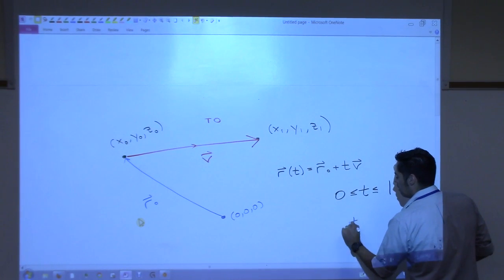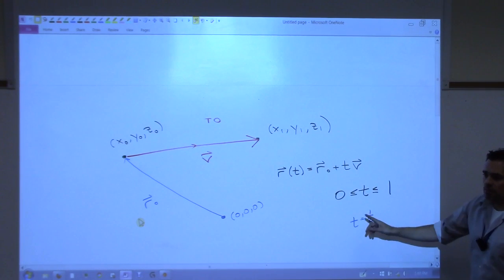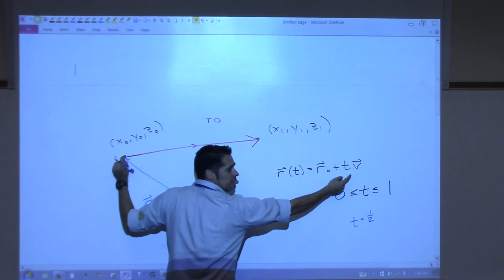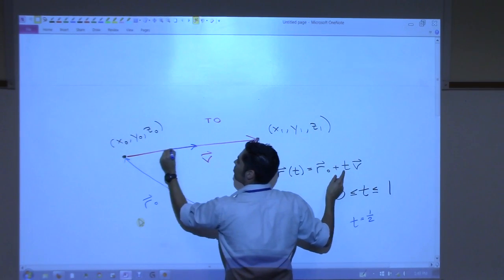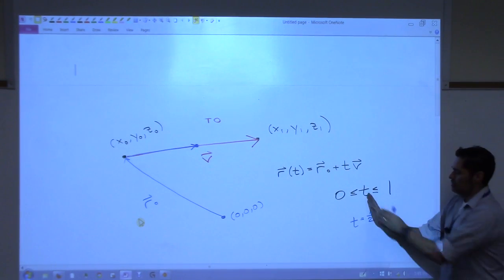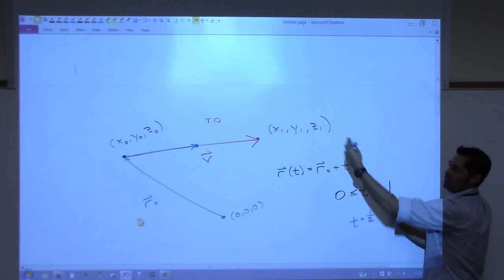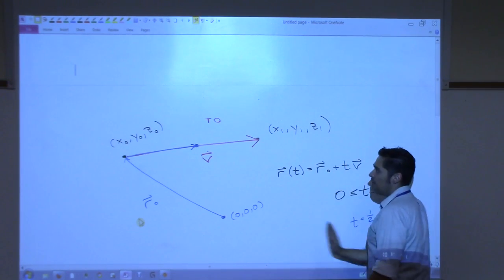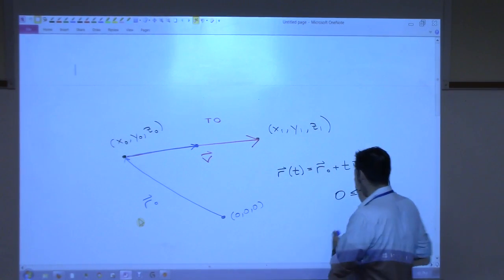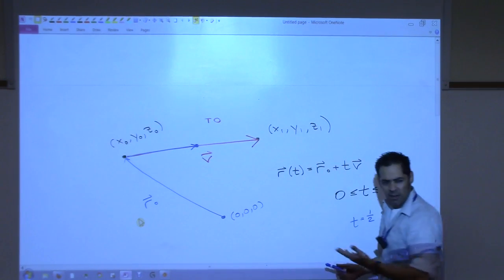What would happen if t was a half? Where would I be? Well, I would go out R naught right here, plus I would add half of v, which would take me halfway, which would be here. Agreed? So if I take 0, I'm at the left end point of that line segment. If I take 1, I'm at the far right of this. If I take half, I'm halfway. If I take a quarter, I'm a quarter away. 3/4, I'm here. So every number between 0 and 1 is going to help me draw everything in here, yes? That's the idea. Does that make sense?